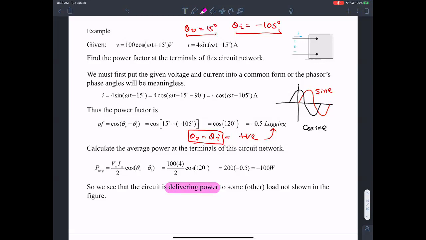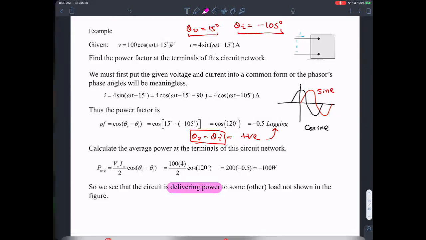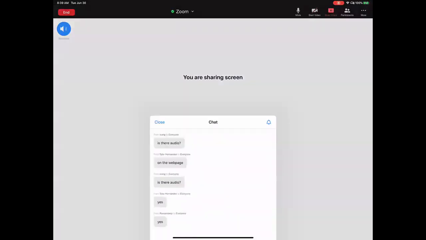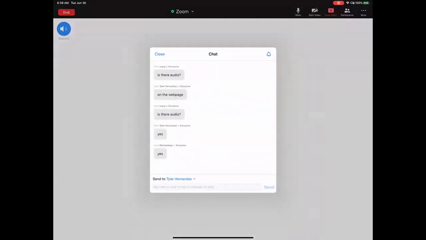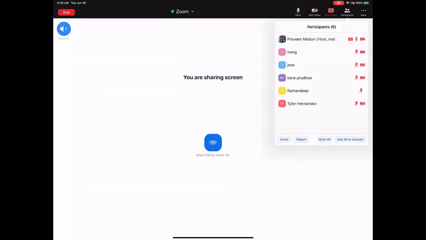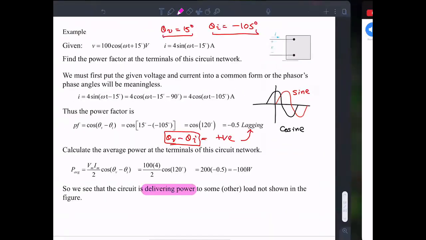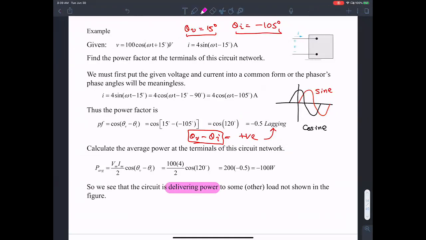Questions, please, in the chat. So this device is delivering power. The circuit is delivering power, signified by the fact that the average power is negative 100 watts.